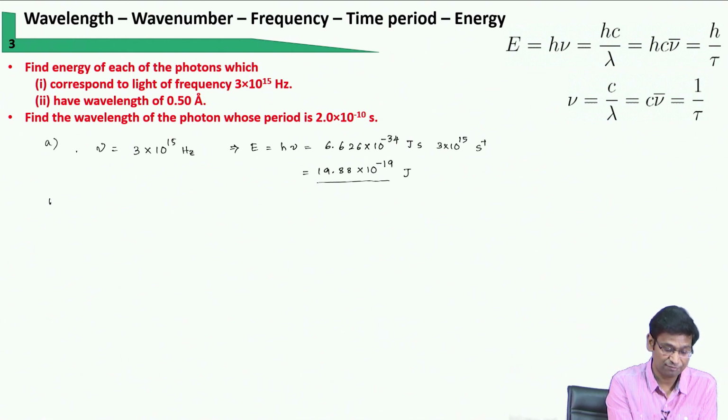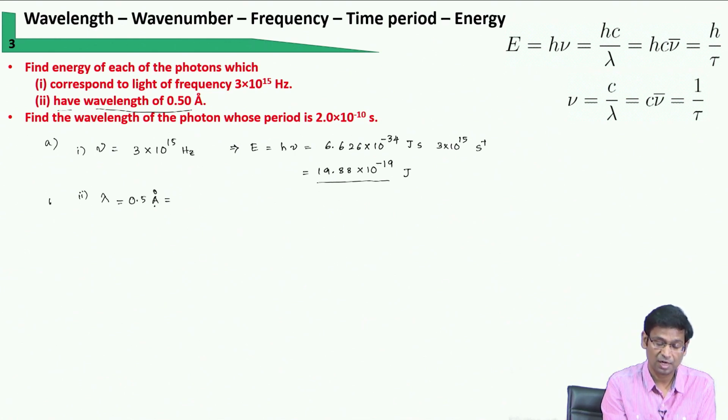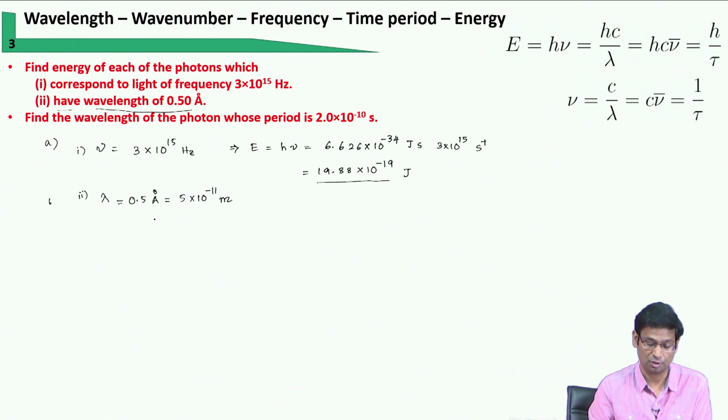Now, this is the first bit of the question. The second: if the photon has a wavelength of 0.5 angstrom. In this question, instead of giving nu, the problem gives us the wavelength, lambda, 0.5 angstrom. We know that 1 angstrom is 10 to the power minus 10 meter. Therefore, I can express this in meters, and it is 5 into 10 to the power minus 11 meter. Now, what will be the energy?